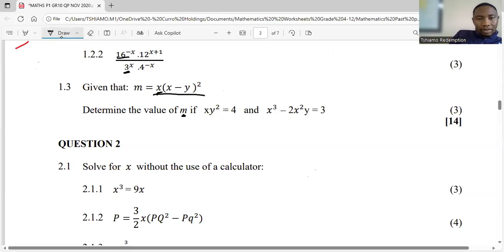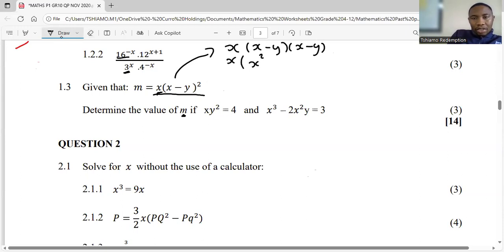If I work this one out, I'm going to have x expanded, x minus y. So the sign has to be the same because it's the same bracket squared, same bracket. So I cannot change the sign. And then if I multiply this 2, I have x squared minus xy minus xy plus y squared. Remember, a negative and negative will be a positive. So the last one will have a positive, sorry, positive.